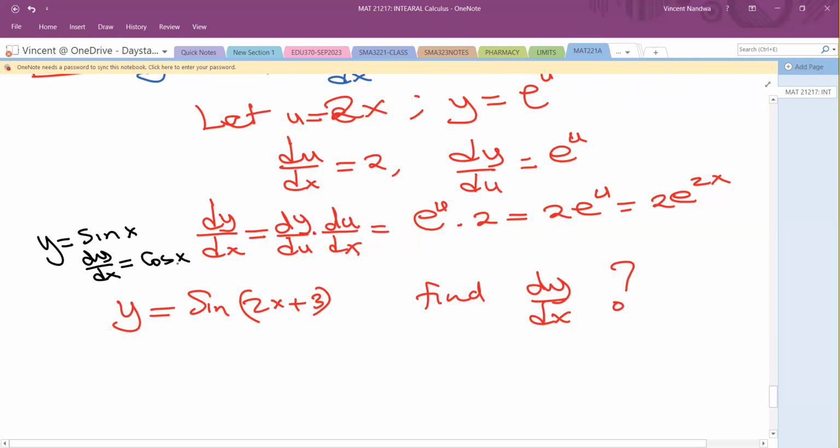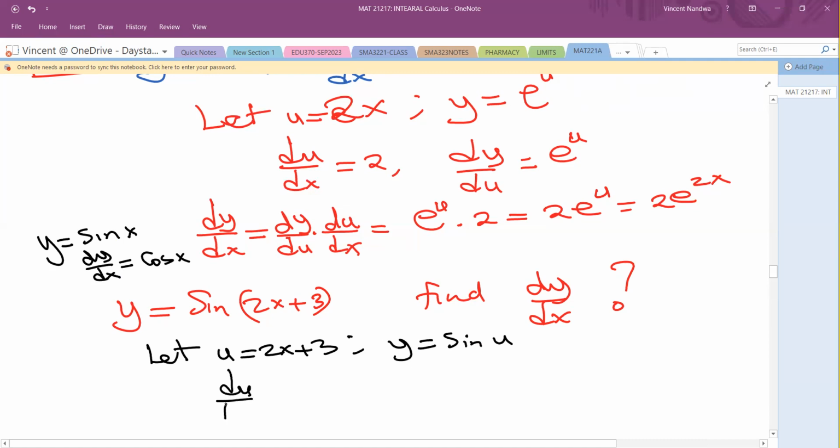But when you integrate a sine function, you get a negative cos. So don't mix them up. Differentiation of a sine function is a cos function. If that was the case, then we'll not be in trouble. But now that is not x, so that's why you have to fix this part. So we let u be 2x plus 3, and so y will be sine of u.